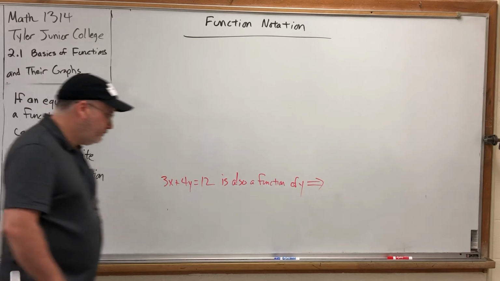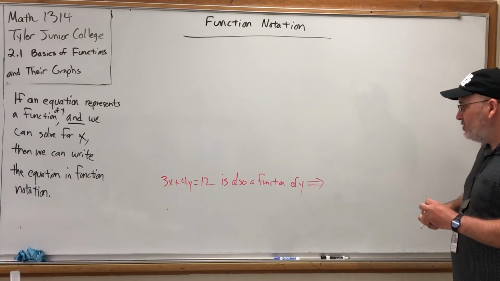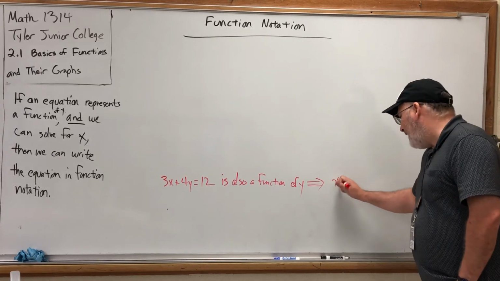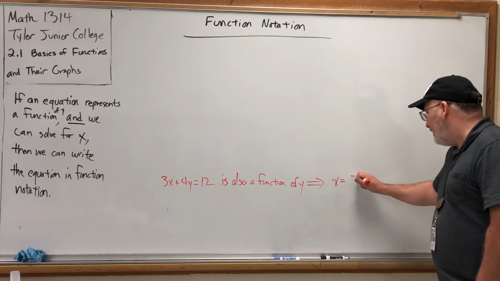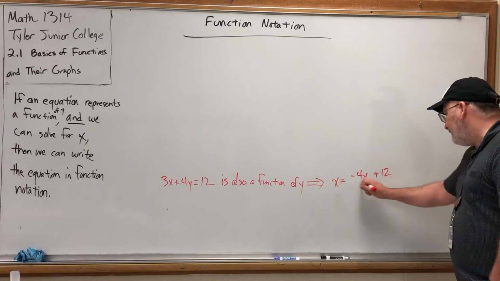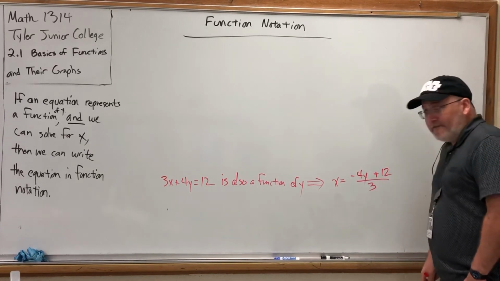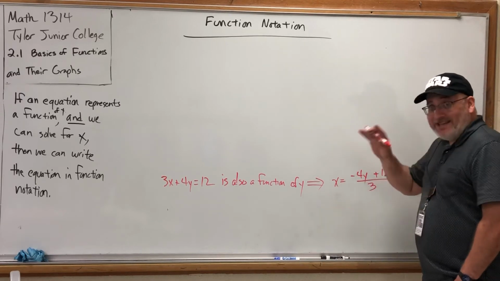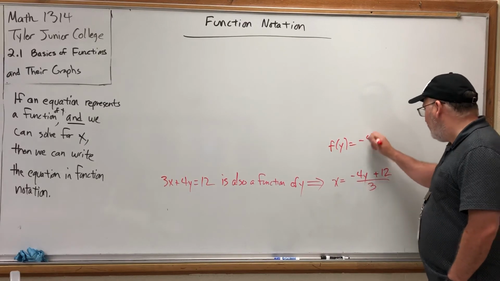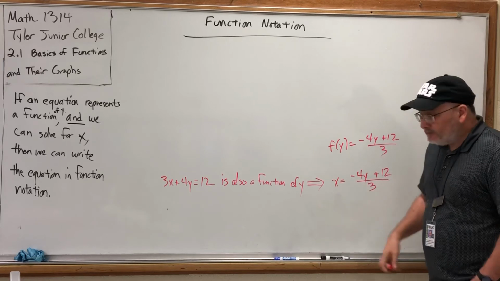If an equation represents a function of y and we can solve for x, then we can write it in function notation. So if we were to write this as a function of y, we would have to solve for x. So if we solve this for x, we get x equals -4y, because we move the 4y's over, plus 12, and then divide by 3 to get the x by itself. So we could call this a function of y by replacing the x with something like f of y, -4y plus 12 over 3. And then do all the same things that we did before.